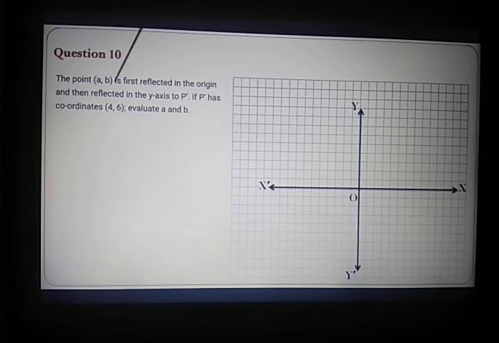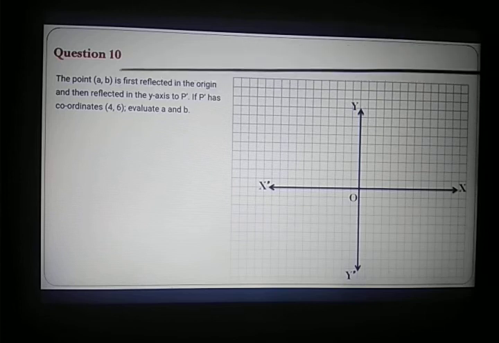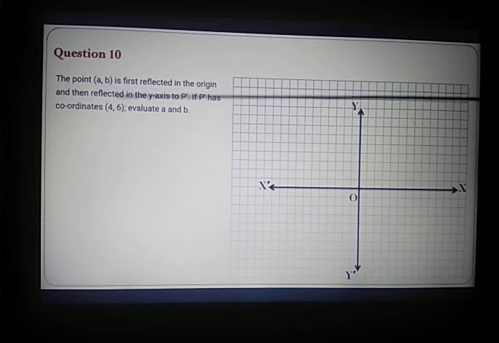So a point AB is first reflected in origin. There's a point AB, I don't know where it is. Now it is reflected in origin. Suppose if it is here, then it will be reflected this way. If it is here, then it will be reflected this way. Okay, now it is first reflected in origin, and after reflecting, then it is reflected in the y-axis to P dash.